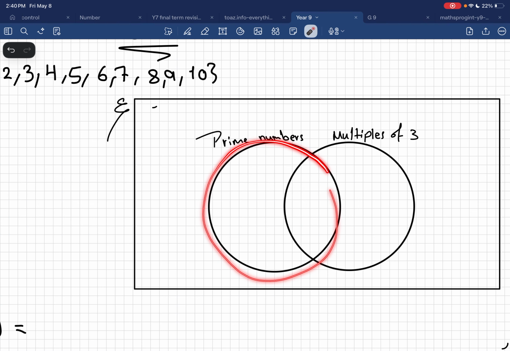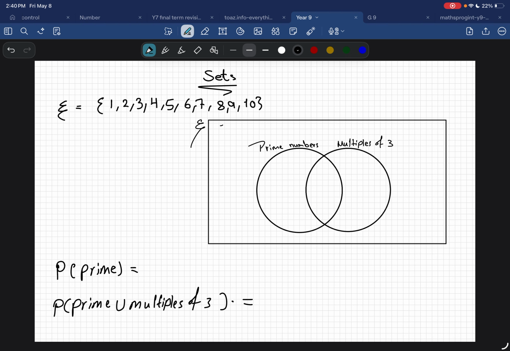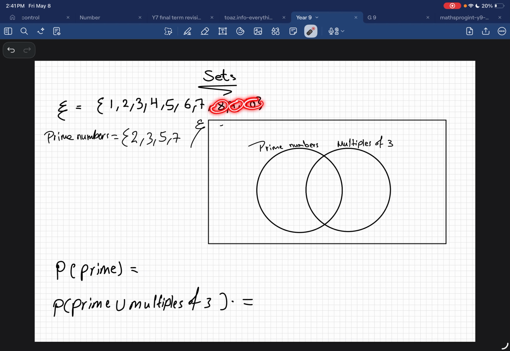This circle is just for the prime numbers, and this circle is just for the multiples of 3. Let's state and write the prime numbers first. The prime numbers equal, in curly brackets, 2, 3, 5, 7. Obviously 8, 9, 10 are not, so we stop at 7. These are the 4 prime numbers we have: 2, 3, 5, 7.